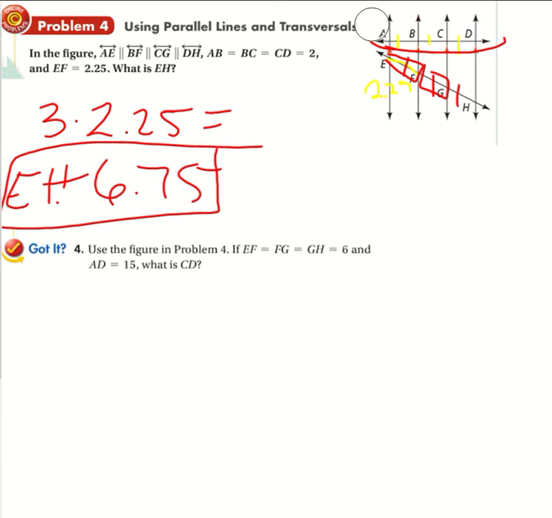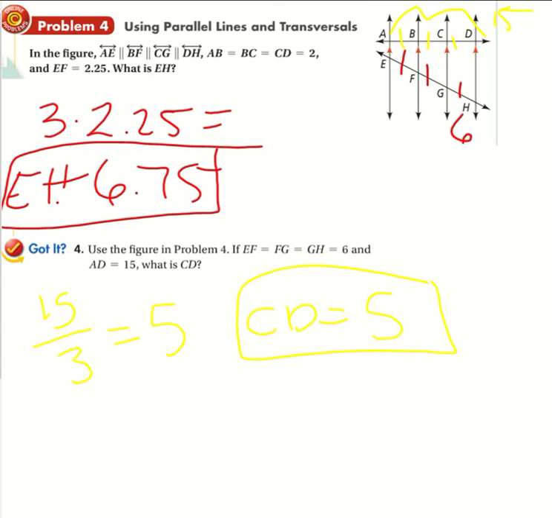Use the same picture in problem 4. Let me erase the drawings on it. EF is equal to FG, which is equal to GH, which is 6. AD is 15. What is CD? Pause the video now and solve it. There you have my answer. The key to this one is that AD is the entire segment that you see up there. So you need to divide that up into 3 pieces. If you divide that up into 3 pieces, you get 5. CD is equal to 5. And that is the end of section 2 of chapter 6. Sorry this one was so long, guys.